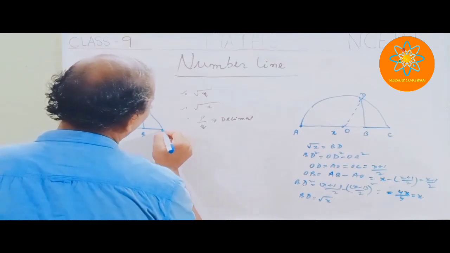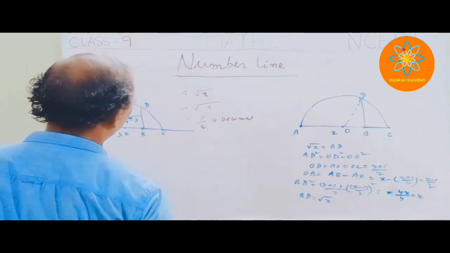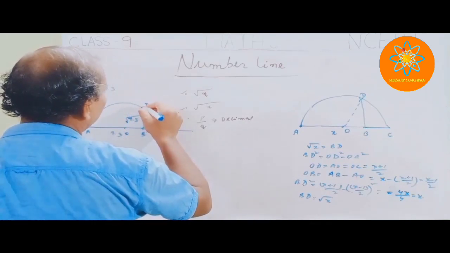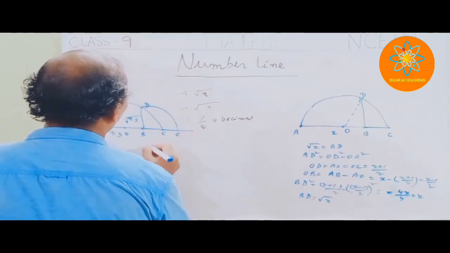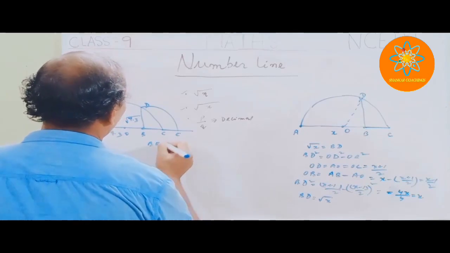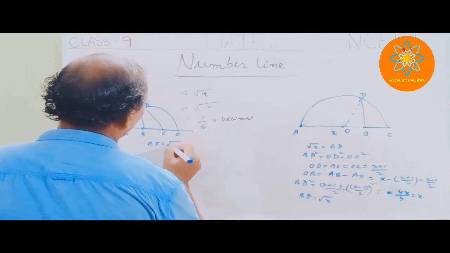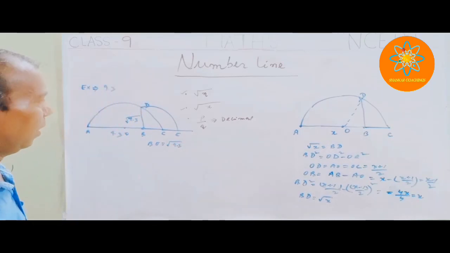Now let's suppose I want to represent it on the number line. I will take OB as a center and this B I will make it here. Let's suppose this is E. So the BE is equal to under root 9.3 on the number line.